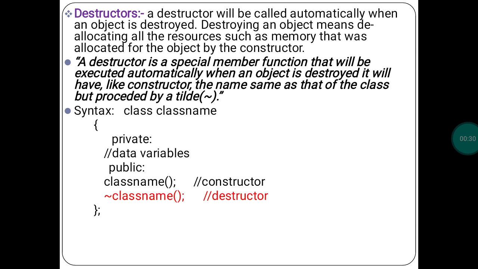In constructors we are initializing and allocating the values. In destructors we can deallocate the values. Now first see the definition. What is the definition? The destructor will be called automatically when an object is destroyed. As usual, our constructor is invoked automatically when an object is created. Like that, destructors will be called automatically when an object is destroyed.